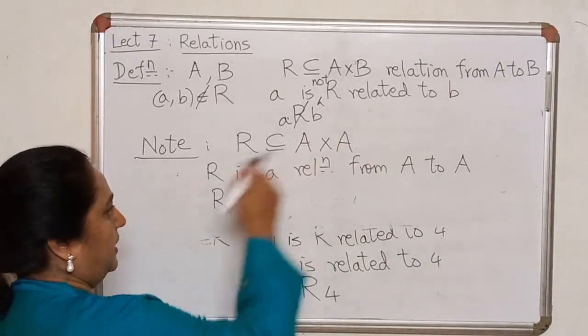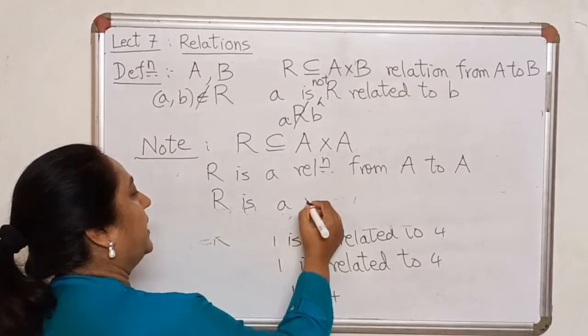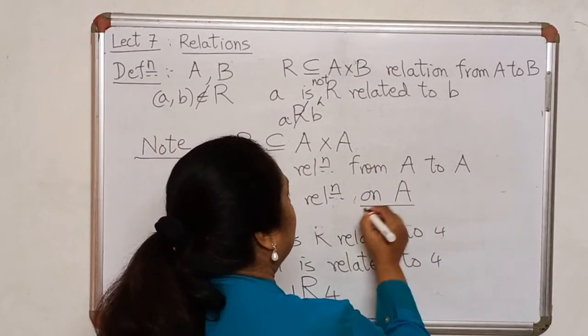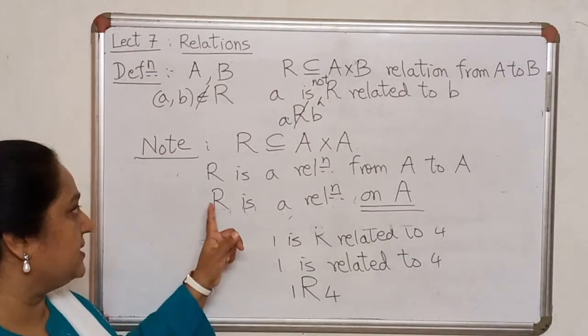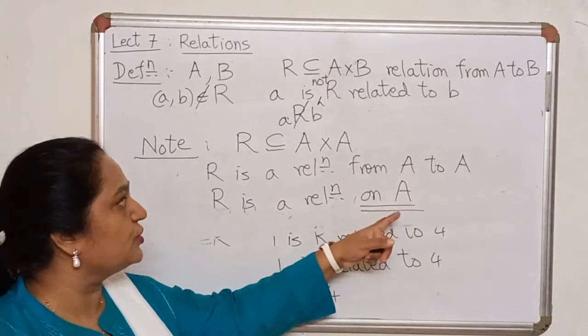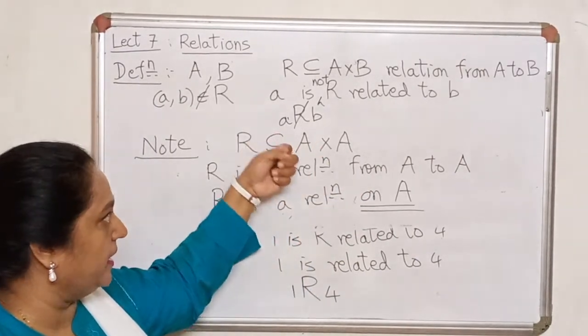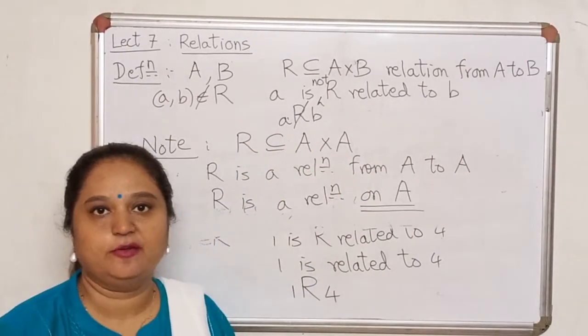If the first set is the same as the second set, then we take a shortcut and we simply say that R is a relation on A. So when I say it's a relation on A, it's understood that the first set is A as well as the second set is A. That means it's a relation from A to itself.